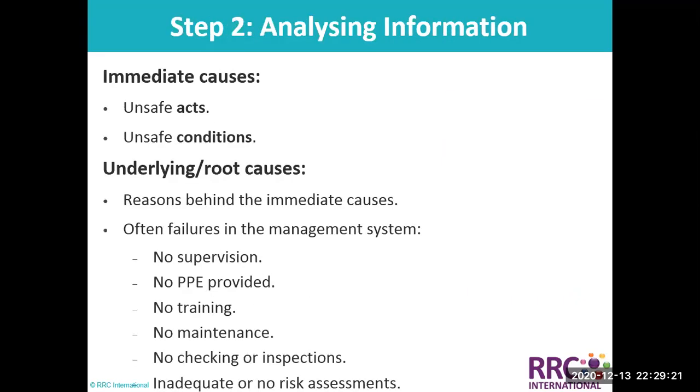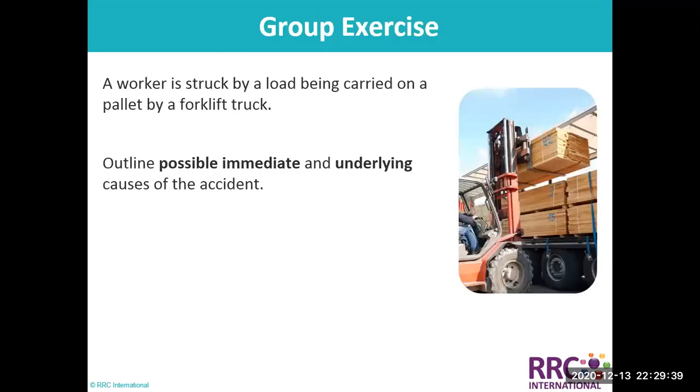Step 2, analyzing information: immediate cause, unsafe act, unsafe condition. I talked about this earlier. Underlying root causes, the reason behind the immediate causes. Often failure in management system: no supervision, no PPE provided, no training, no maintenance, no checks or inspection, inadequate or no risk assessment.